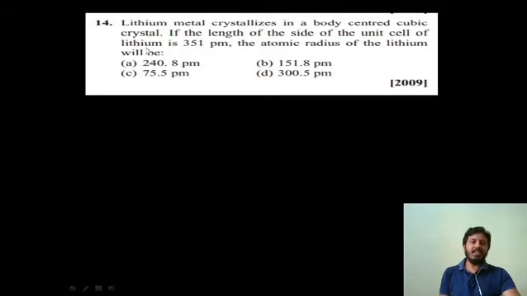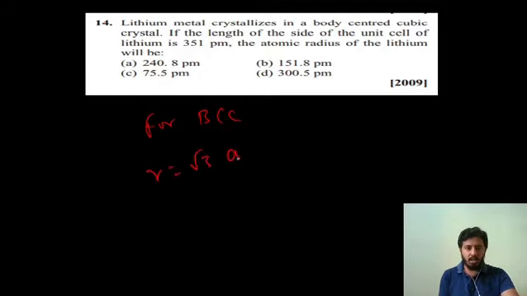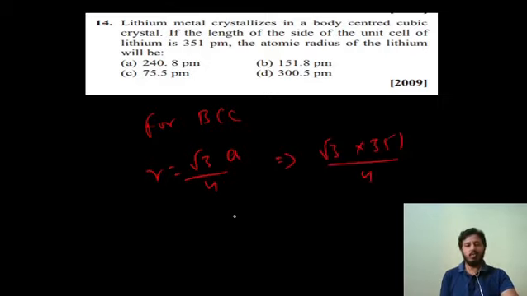Question 14. Lithium metal crystallizes in a body centered cubic crystal. If the length of the side of the unit cell of lithium is 351 picometer, the atomic radius of lithium will be. So here again we have to calculate the atomic radius for BCC. For BCC, atomic radius r is equal to root 3 a by 4. Substitute the value of a here also, root 3 into 351 divided by 4, which gives 151.8 picometer, that is option B.